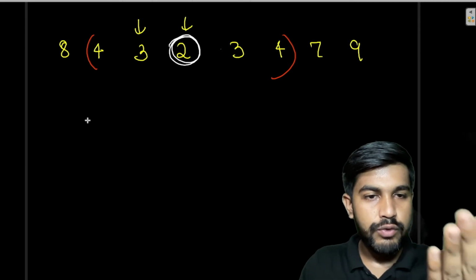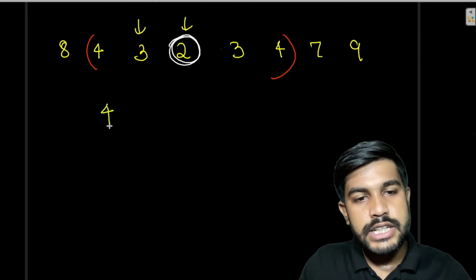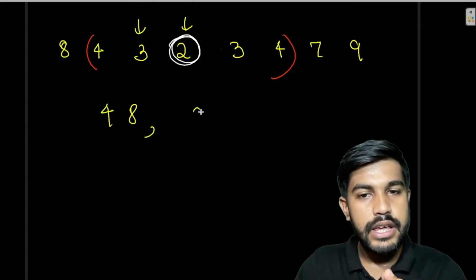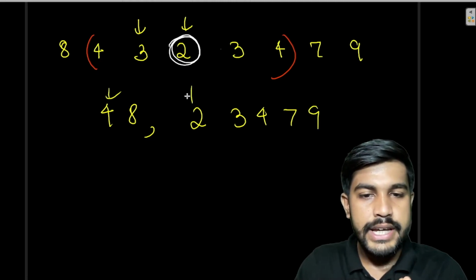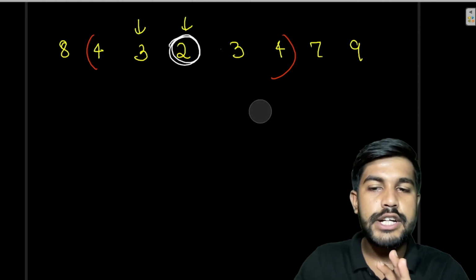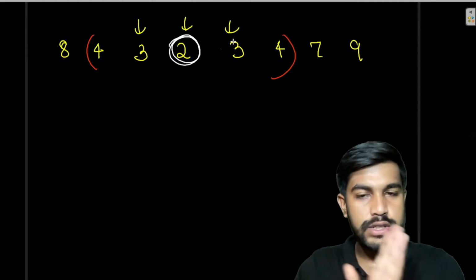So 8 and 4 would be reversed. This part would be reversed. Okay, so 8 and 4 is reversed as 4, 8, and this part would be the left one. Okay, that is 2, 3, 4, 7, 9. And the first character is not matching, so we would stop at this point only. Okay, now let us move forward to the next one. That is this one, 3, 4, 7, 9.